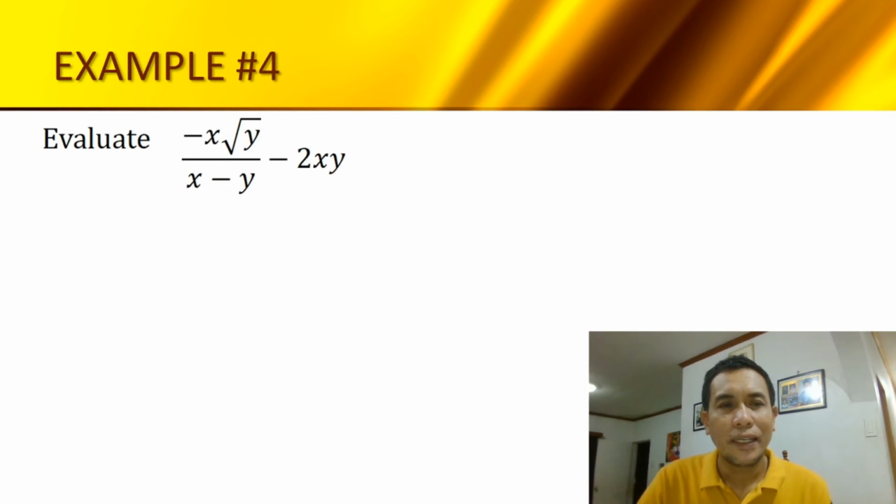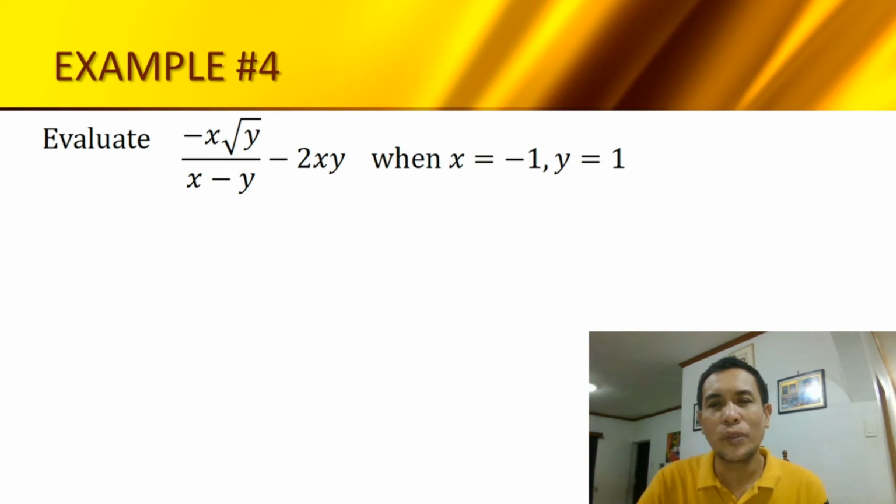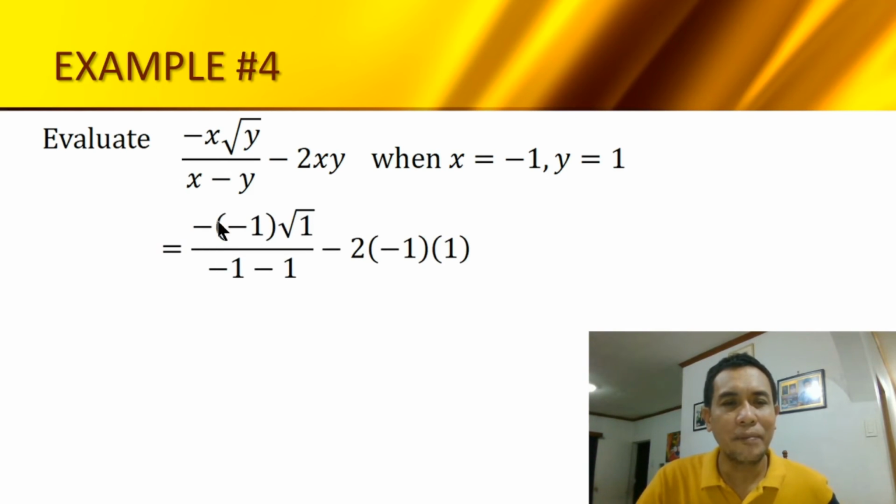Evaluate negative x square root of y all over x minus y minus 2xy when x equals negative 1 and y is equal to 1. So meaning we will have to substitute the values of x and y into the given algebraic expression. So we have negative, because our x is negative 1, so negative times negative 1 times the square root of y, which is 1, all over x is negative 1 and y is 1. So negative 1 minus 1 minus 2 times x, which is negative 1, and y equals 1.